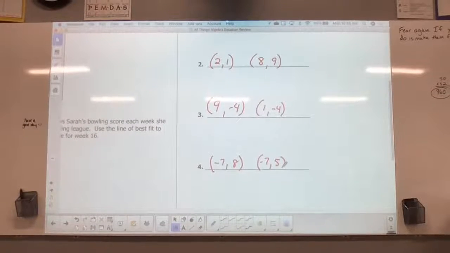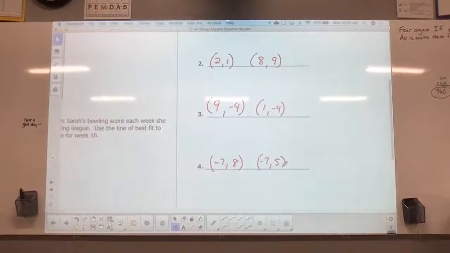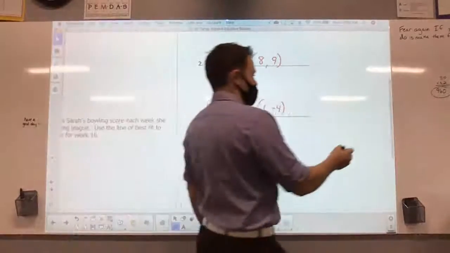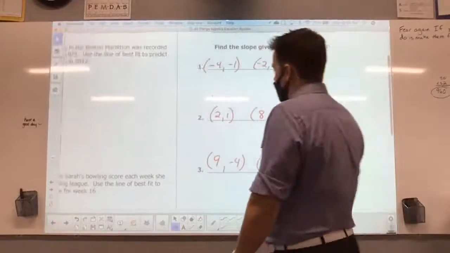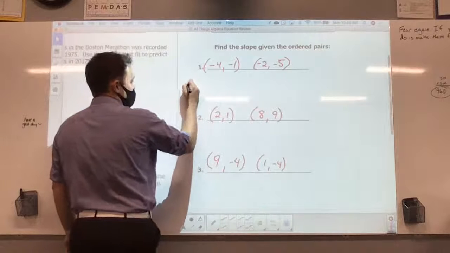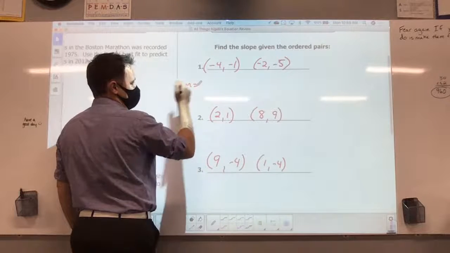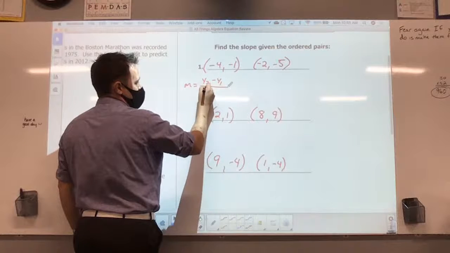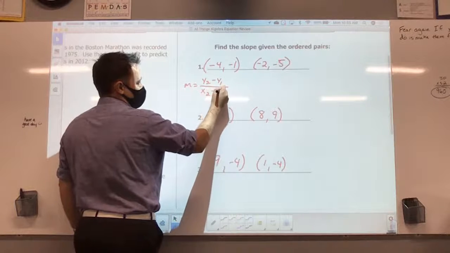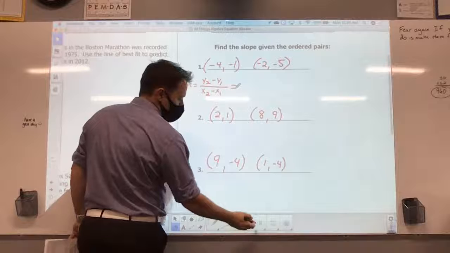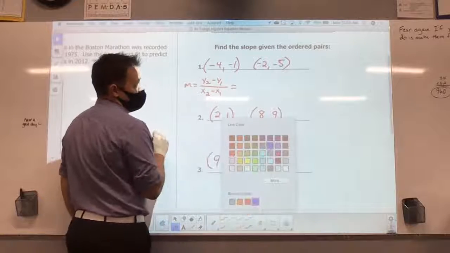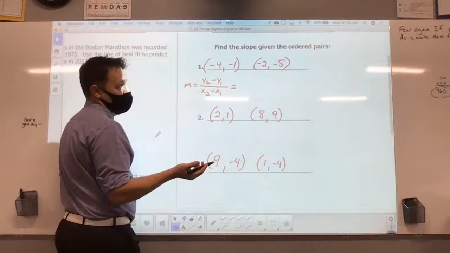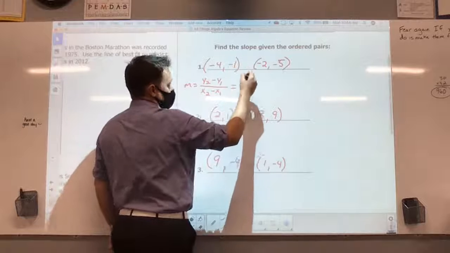But do this formula, ladies and gentlemen, the M. So for number 1, I want you to plug these in. Try it yourself. Remember, it's M equals y2 minus y1 over x2 minus x1. All right, and then you just plug in the values. Does it matter which one? We talked about this before? No. So I'll just do the first one off the gate.